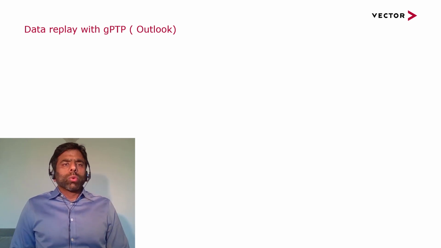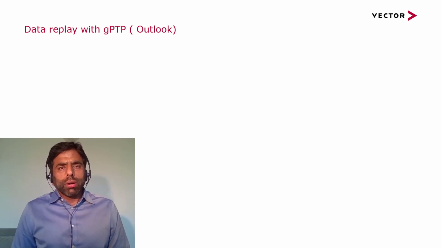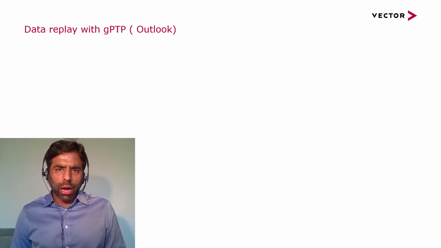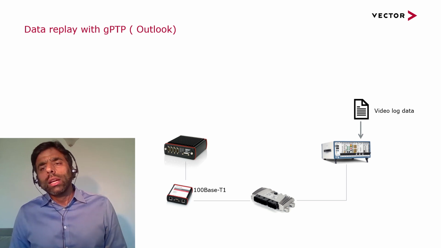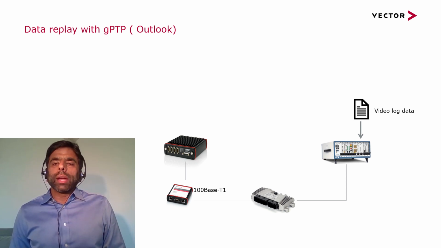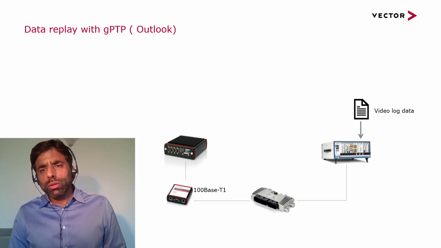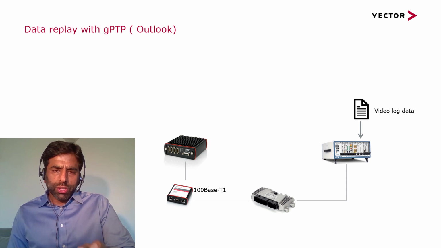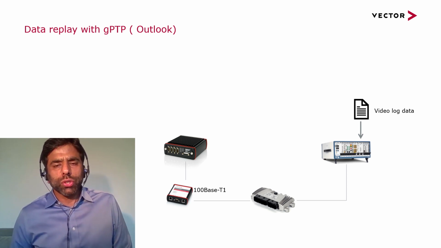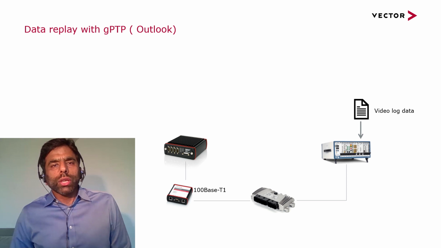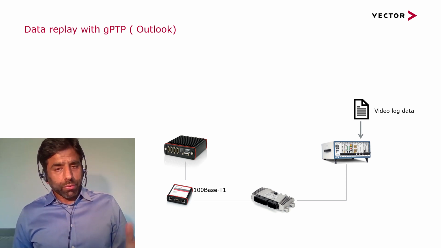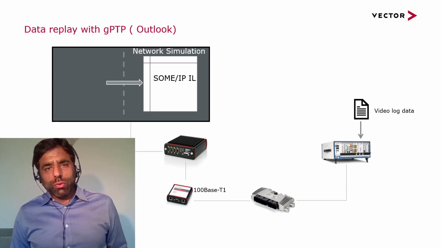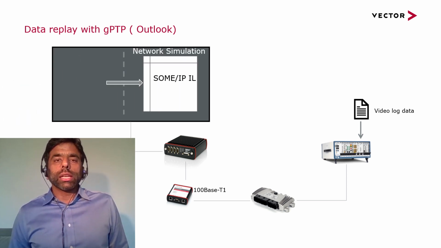Now, when we go into the replay part of this, again, this is the outlook. That's how it's going to look. The video log data would be replayed using the NI modules from the NI chassis, whereas the rest of the Ethernet, especially some IP communication, would be done using the Vector and CANoe setup, for the rest of the bus simulation and especially some IP injection layer within the simulation setup.